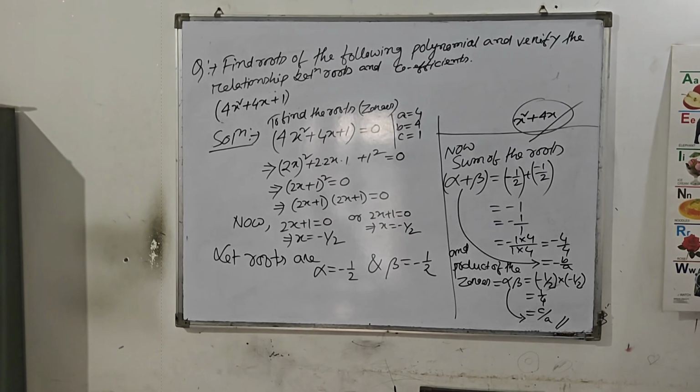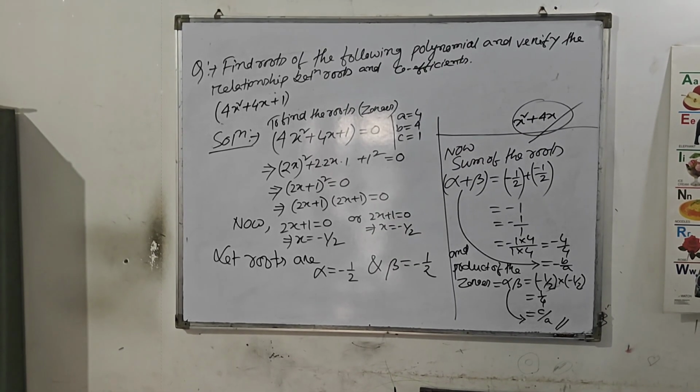If the constant term is missing then what will be the value of c? 0. Do it, try to solve this one.